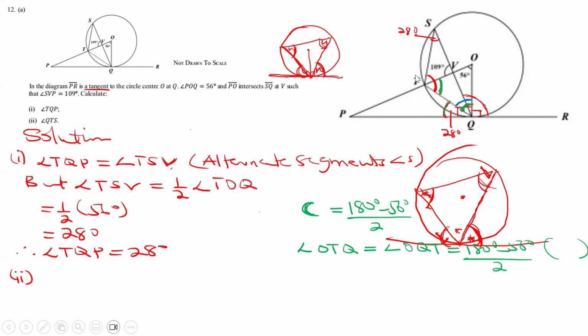Angle OTQ, which is the whole of this angle, should be equal to angle OQT, because you are looking at this as your isosceles triangle. So if I give you this triangle, this is 56 degrees. This is O, this is T, this is Q. And I ask you to find this angle and this angle. You can't find that angle where you know that this side is equal to this side.